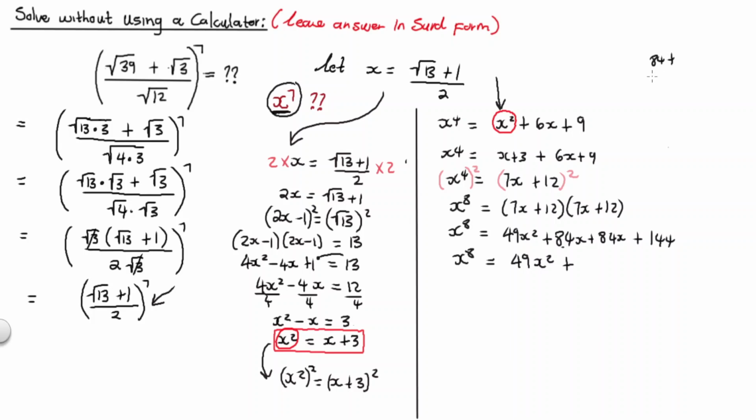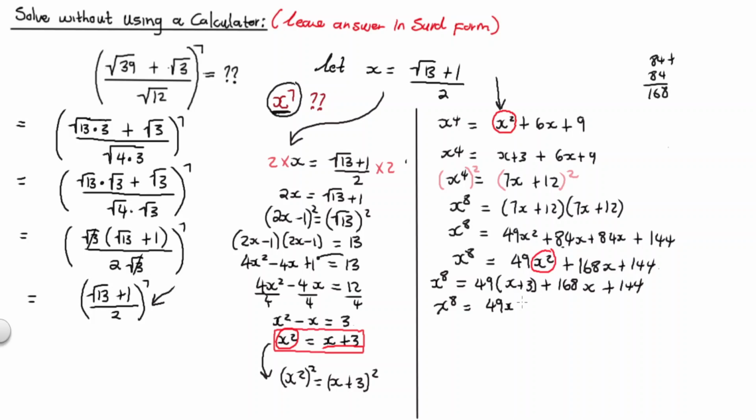84 plus 84, that's 168x plus 144. Okay, remember we have x squared that is equal to something. The x squared is equal to what? X plus 3. So x raised to exponent 8 is equal to 49x plus 3 plus 168x plus 144.